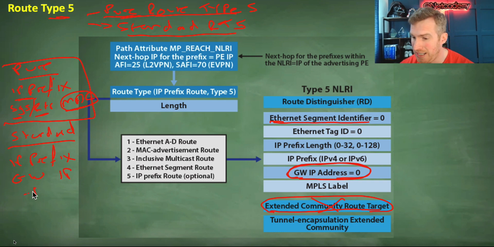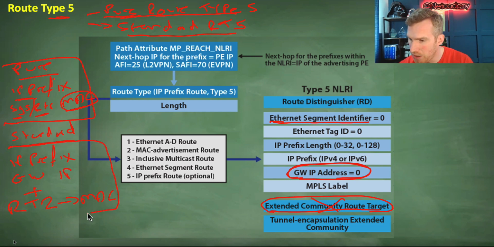But it needs a MAC address at the end of the day. An IP address is not enough. So with the standard route type 5, you're also going to then have the route type 2, which identifies the MAC address of, well, who's actually advertised it.